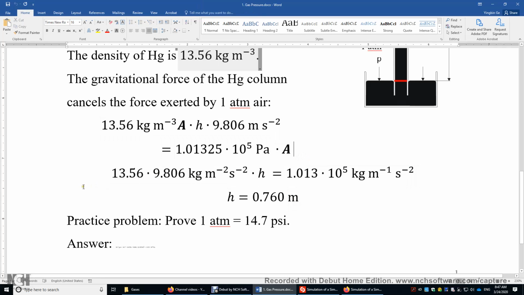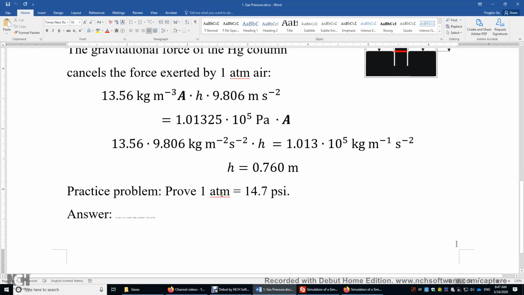Now, I'll give you a practice problem. I want you to prove 1 atm is equal to 14.7 psi. PSI is pound per square inch. What you need to do is you need to use this pound to compute the gravitational force. 1 pound is 0.4536 kilogram, and 1 kilogram is equal to 9.806 Newton, and 1 inch is 0.0254 meters. 1 square inch is 0.0254 squared meter squared.